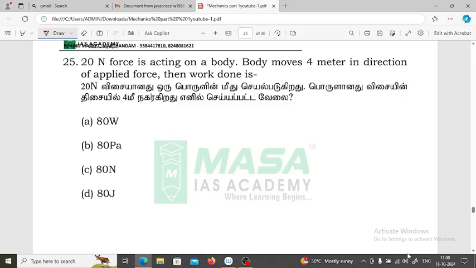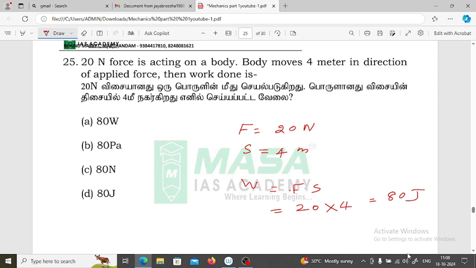Very simple question. What are the given values? Force is given 20 Newton. And the body moves, the displacement is given 4 meter. You want to calculate work done. What is work done? Work done W is equal to force into displacement. So that is 20 into 4. What is the answer? 80 joule.